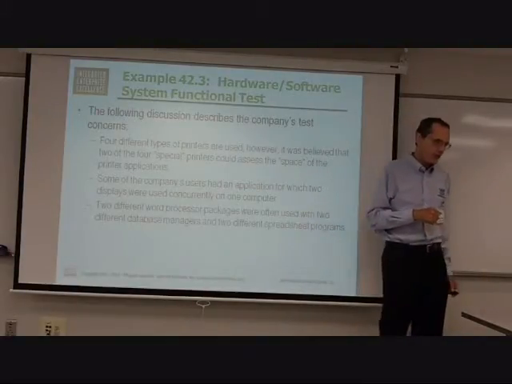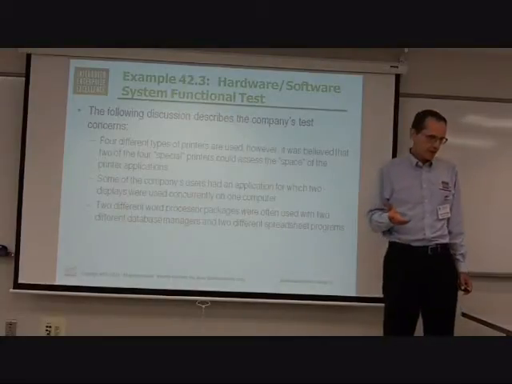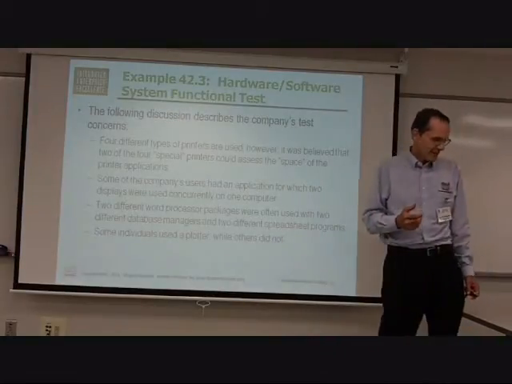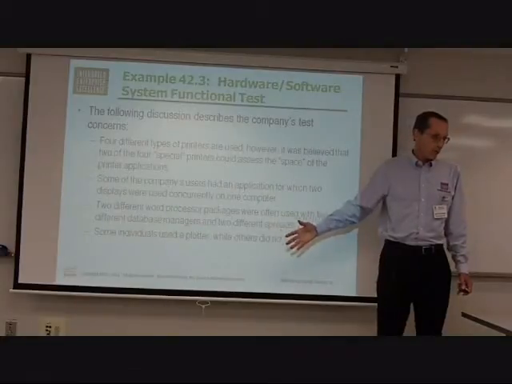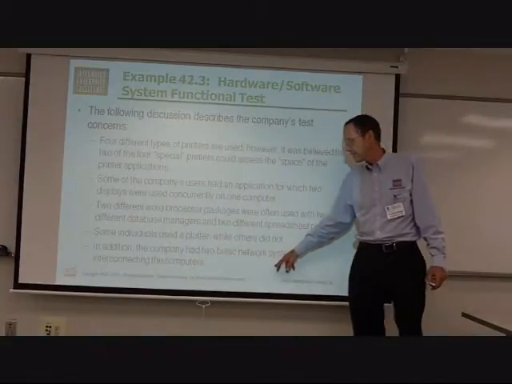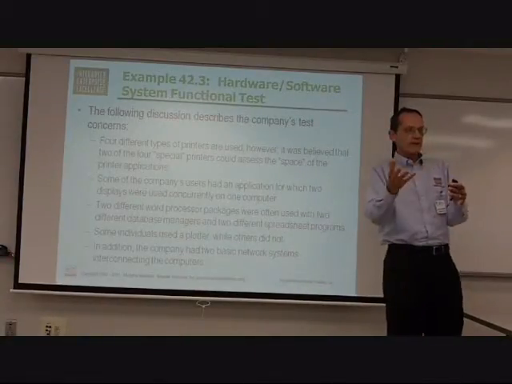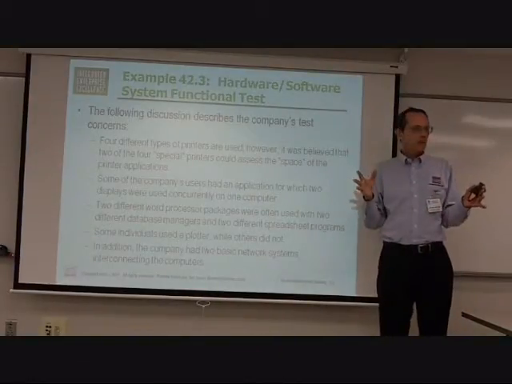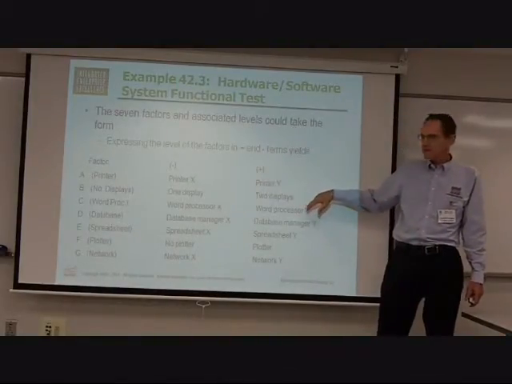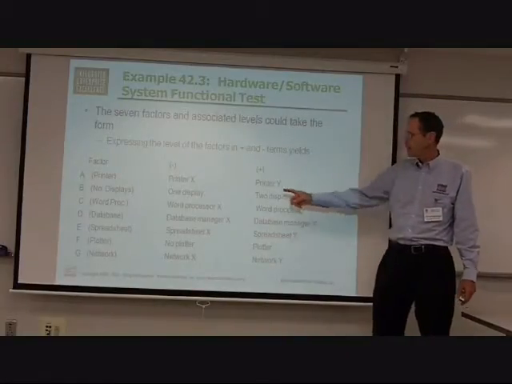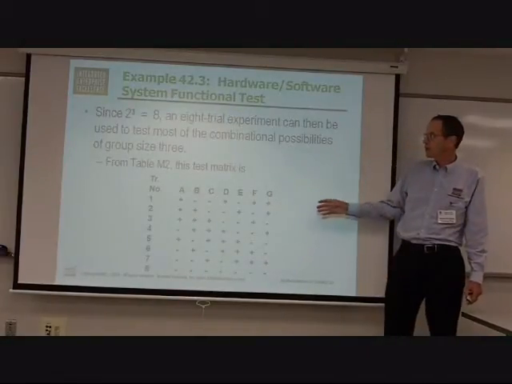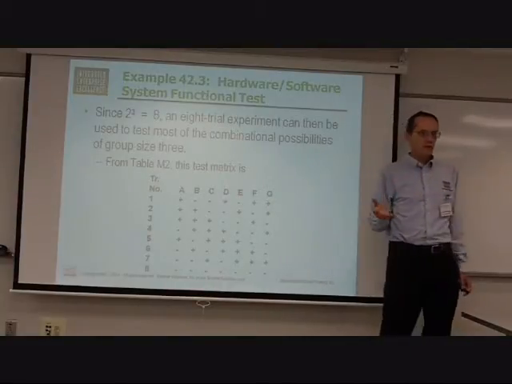You might have 2 different word processor packages, and then 2 different database managers and 2 different spreadsheet programs, from before Excel was the only thing on Word. Also you might have a plotter, or you might not have a plotter. You could also have some networking situations. So you see the logic, we're really looking at this from a big picture system point of view. Using this logic, these are the factors we came up with, A through G, and the levels of those factors. We've got 7 factors, so we could actually do it in 8 trials.